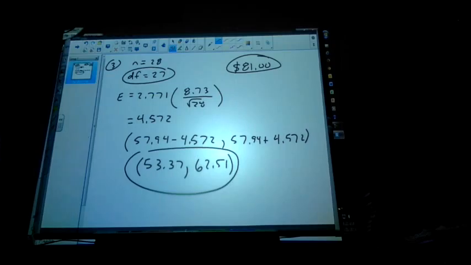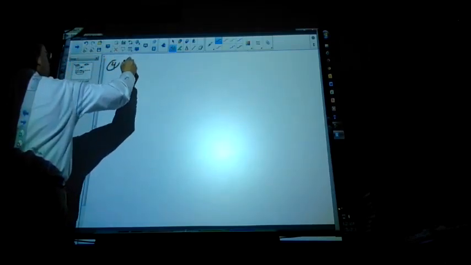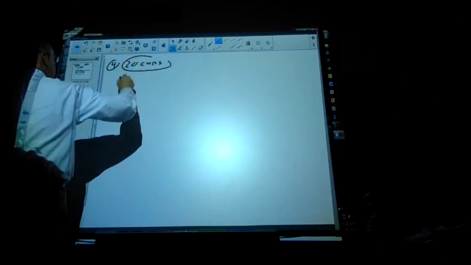Number 4 says a coffee machine dispenses coffee into paper cups. You're supposed to get 10 ounces of coffee, but the amount varies slightly from cup to cup. Here are the amounts measured in a random sample of 20 cups. So problem number 4. So we have 20 cups. And then these 20 cups, we're supposed to be getting 10 ounces in each cup. It's going to slightly vary.